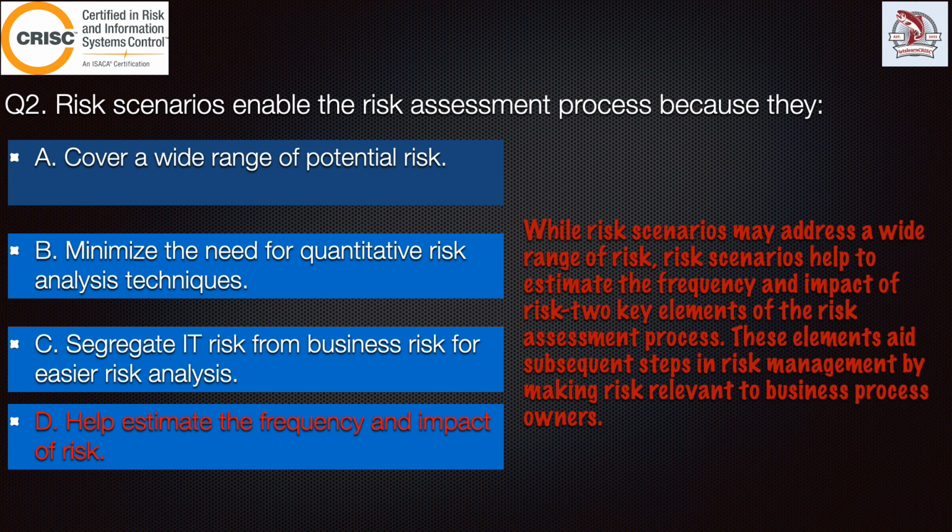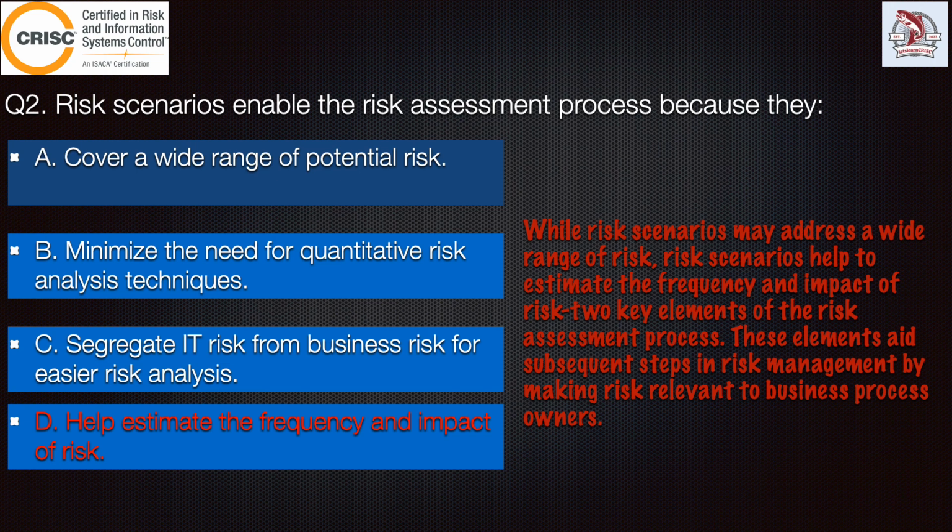Option A, which states cover a wide range of potential risk. Friends, this option is incorrect because when used correctly, risk scenarios can address a wide range of risk, but this is not always the result. However, risk scenarios always help to address the frequency and impact of the risk. Right? That is the two key elements in the risk assessment process.